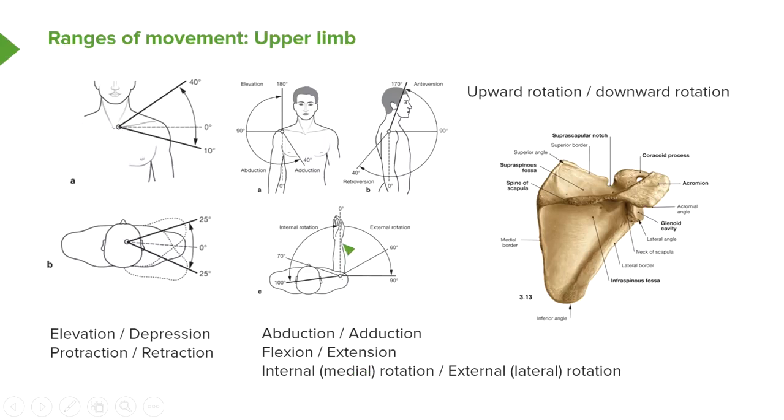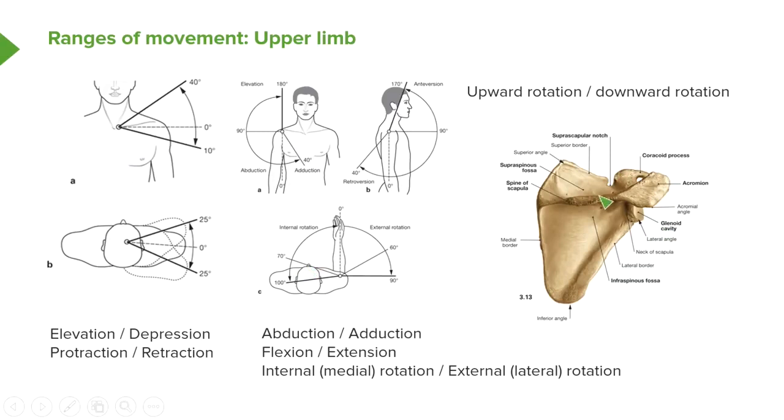Internal or medial rotation, we can see, is where the upper limb, here again at the glenohumeral joint, is going to move in this direction. And then external rotation is when it's going to move outwards. And we can see the limits that are allowed to occur to the movements here. We can see external rotation, we can see internal rotation, these important movements.